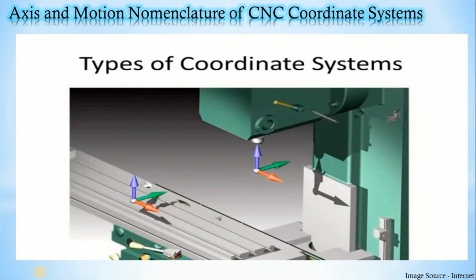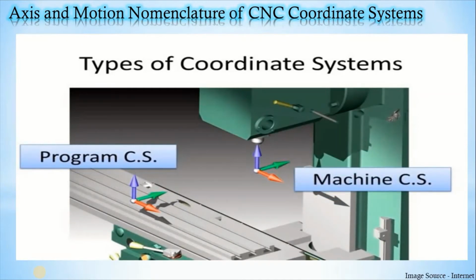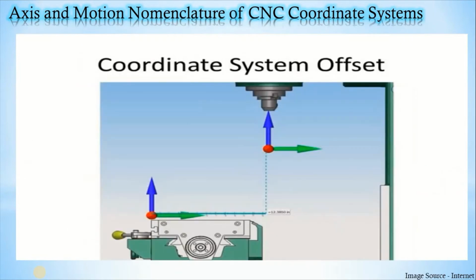So these are the two main types of coordinate system which we are using in CNC equipment, that is the program coordinate system and the machine coordinate system. The machine coordinate system is built into the machine and is put there by the tool makers or machine makers, and it is not going to move around. You can move the program coordinate system wherever you want, wherever is convenient for the machining operation.